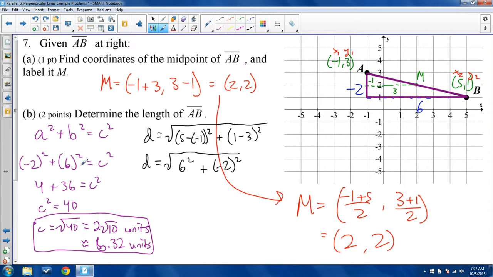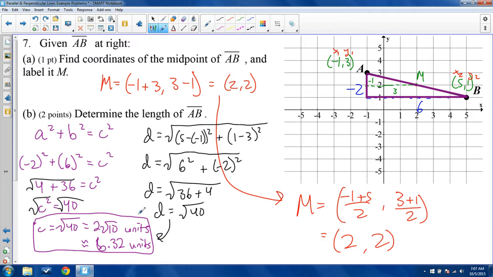So you're doing the same thing, essentially. You're going to take the square root of this stuff along the way, right? Notice, we're going to get the square root of 4 plus 36, or the square root of 36 plus 4, but we're doing the same stuff there. Now, in one case I use C, in one case I use D. Doesn't matter. We're trying to find the answer. We're trying to find the length of it. And that is the length, square root of 40, or 2 root 10 units, or 6.32 units.